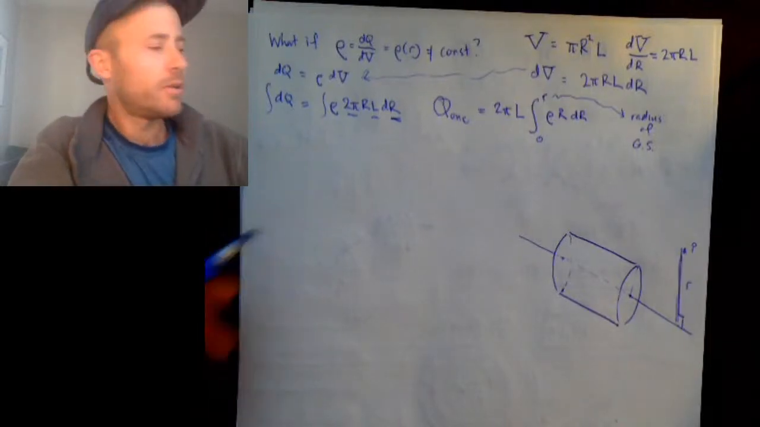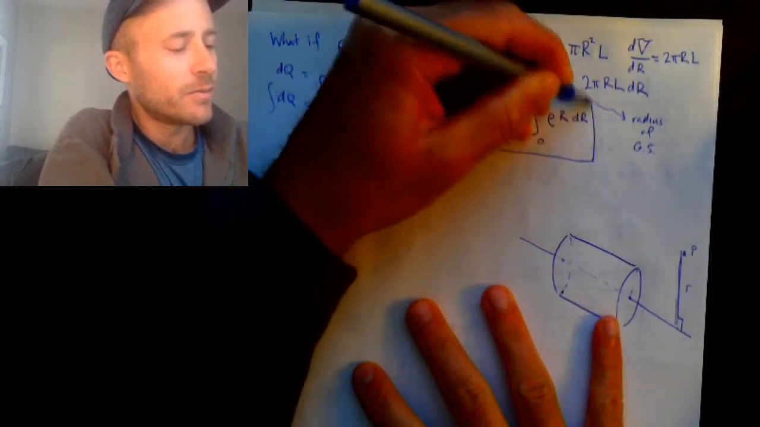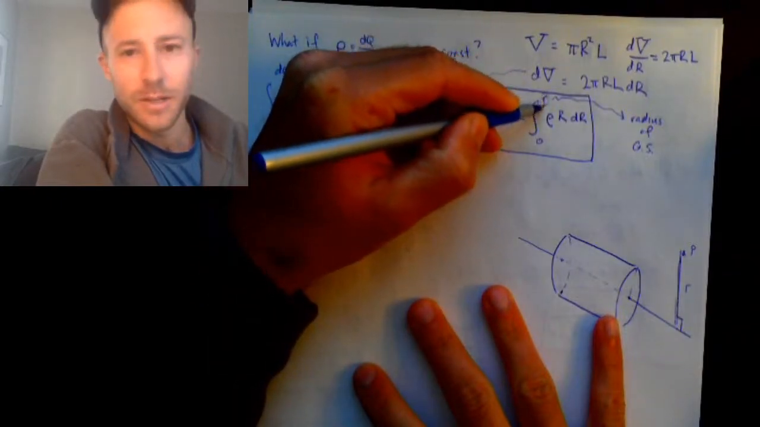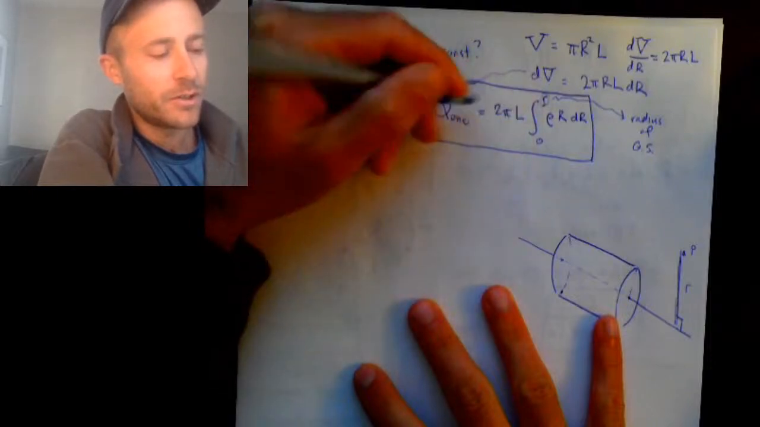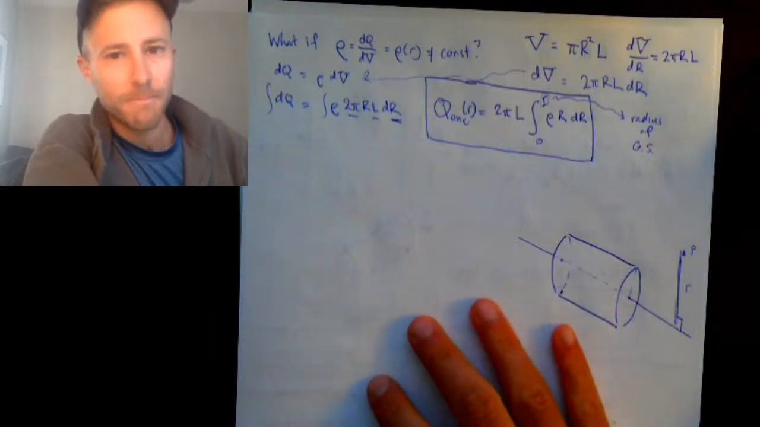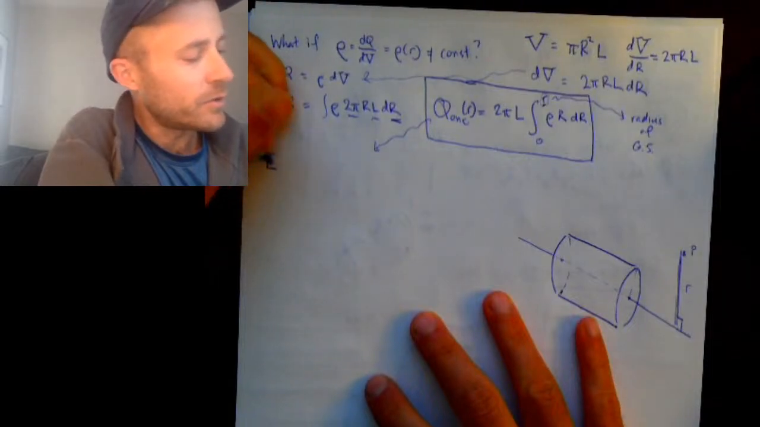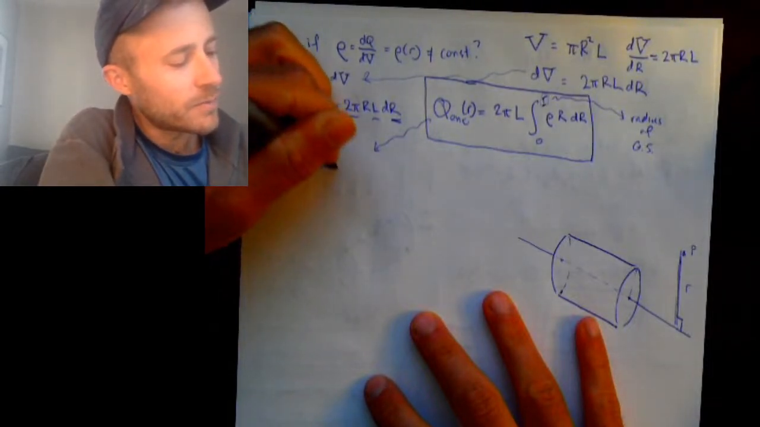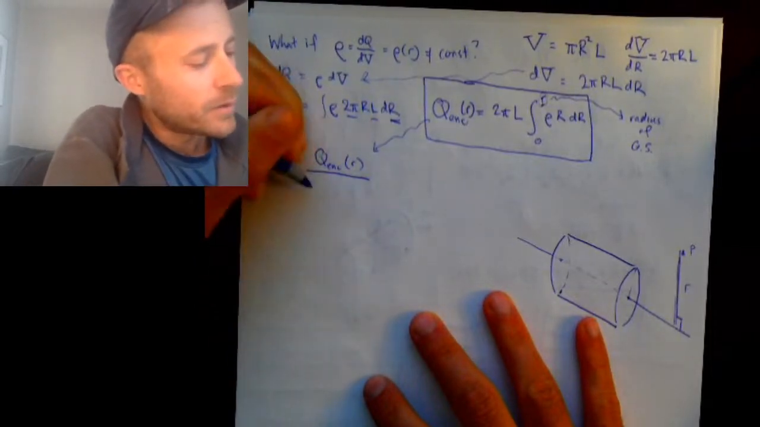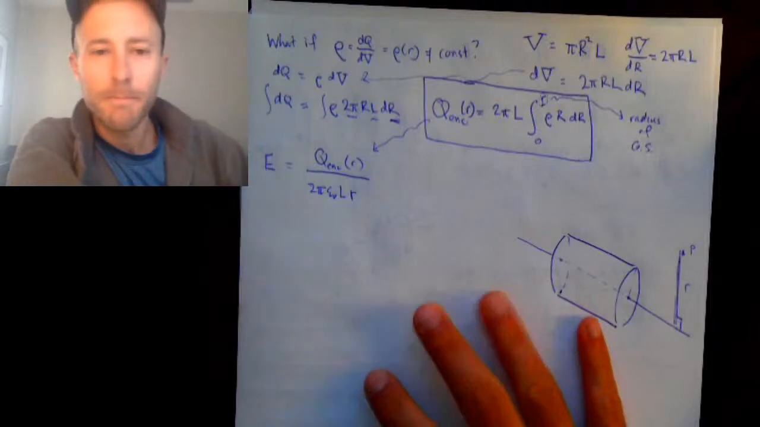Basically how this works is we take this integral for charge enclosed, and notice how it's a function of the upper limit. The upper limit of integration is the variable here, so the charge enclosed is a function of little r. Then we plug it into the equation for electric field, which is charge enclosed, now a function of little r, over 2 pi epsilon naught L little r.